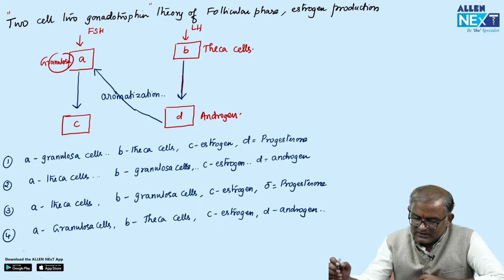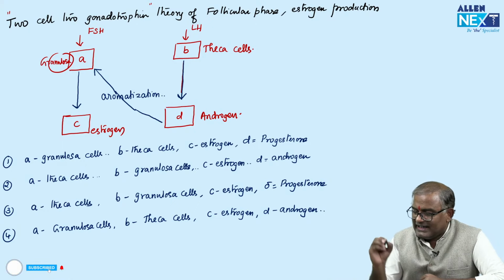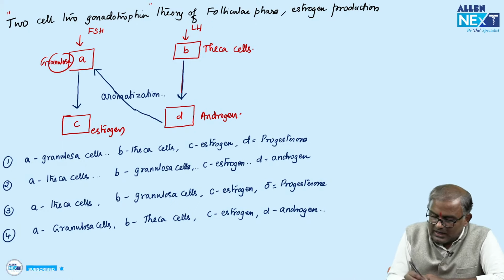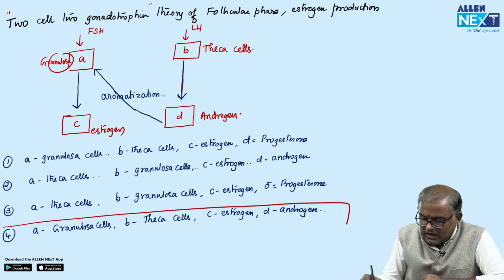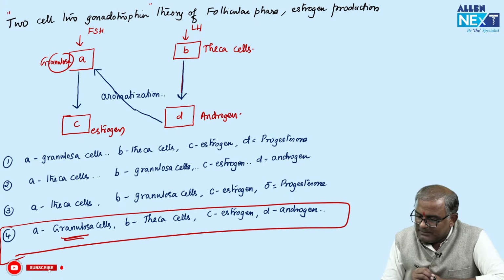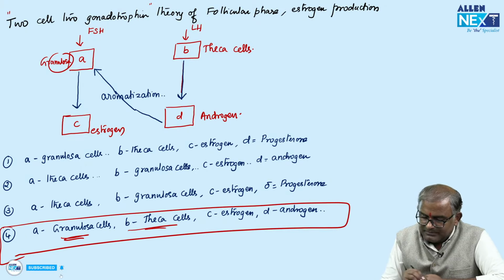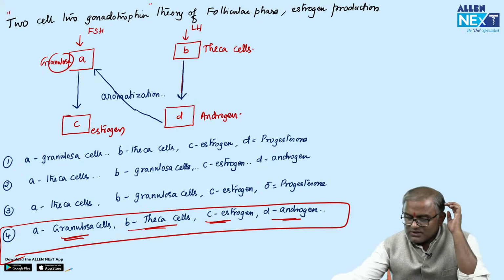So what about C, doctor? Definitely C is estrogen, and D is androgen. So which is the option? Dear doctors, which option? Option D. So A is granulosa, B is theca, C is estrogen, D is androgen. That is option D. Is it clear? This question is clear, doctor?